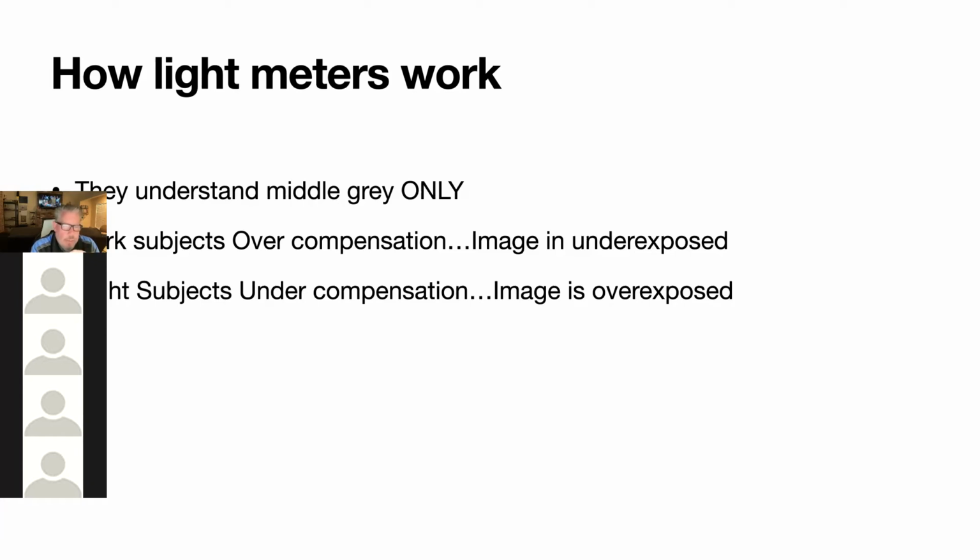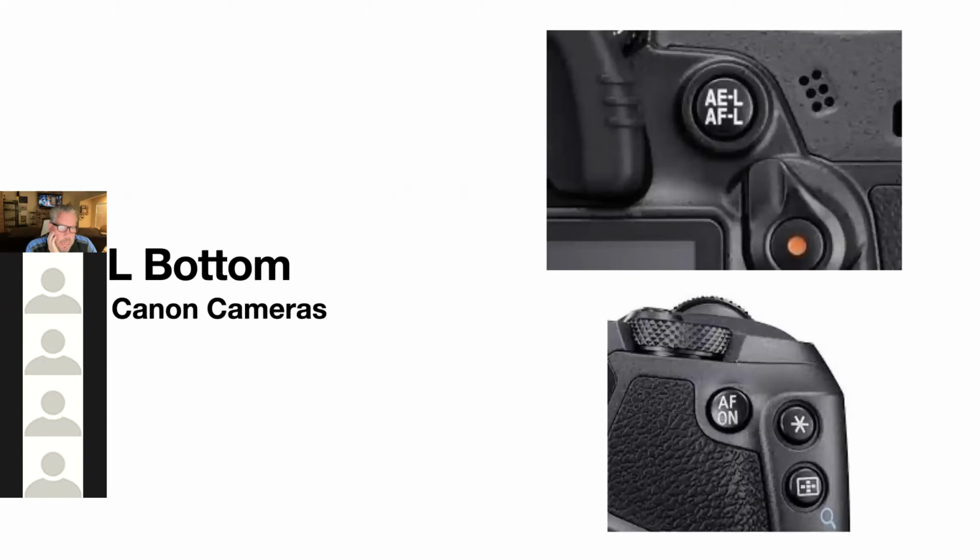We can overcompensate for the camera's inability to see this. So on your cameras, you have what's called an AEL button. And AEL stands for automatic exposure lock.